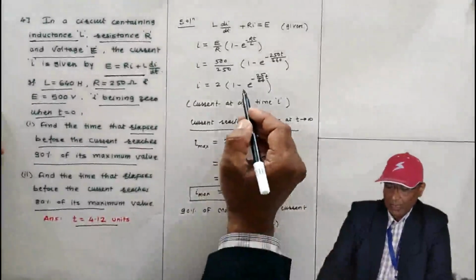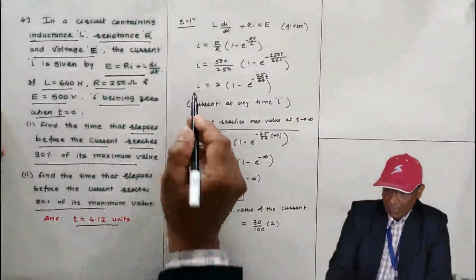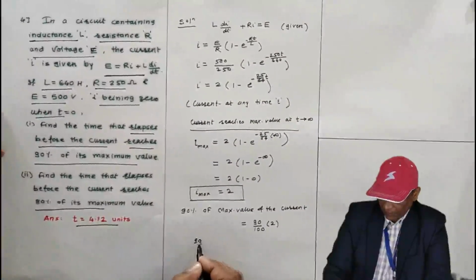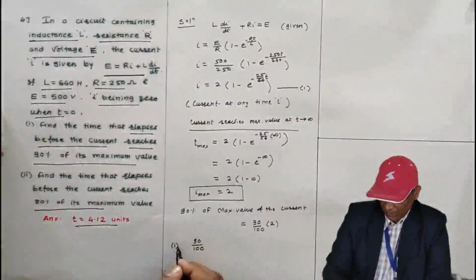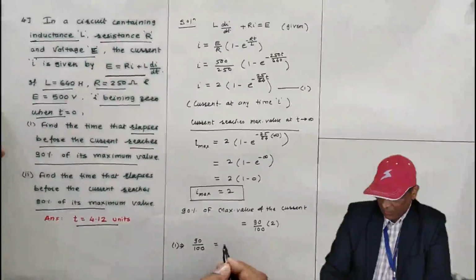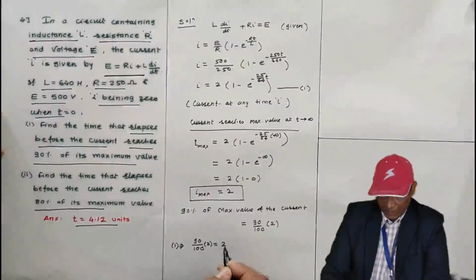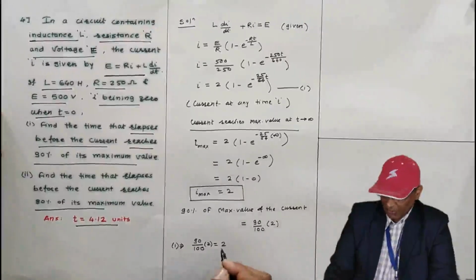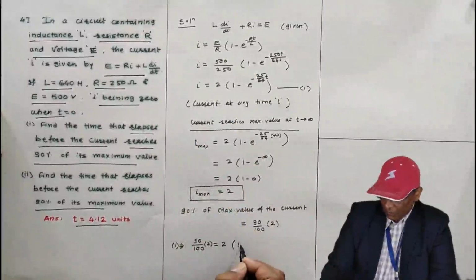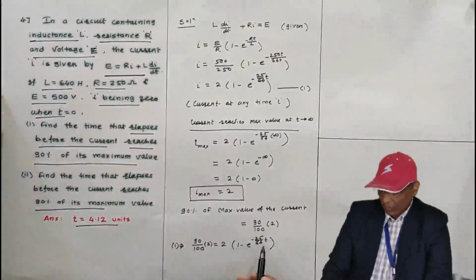So what to do now? Here 90% of the maximum value is 90 by 100 into 2. For convenience I have written this as equation 1. This is 90% of the maximum value, and we find the time that elapses before the current is 90% of the maximum value. So 2 multiplied by 1 minus e to the power minus 25 by 64t. Is it? You try to solve this and get the value of t.